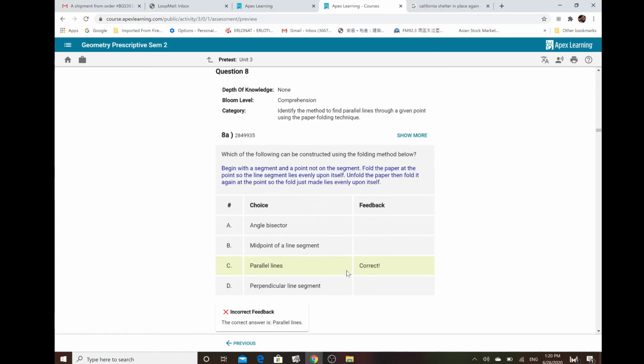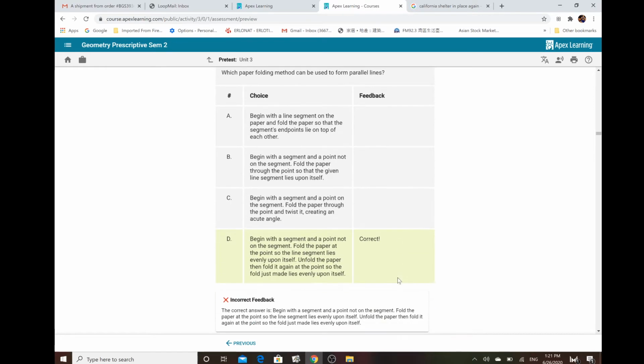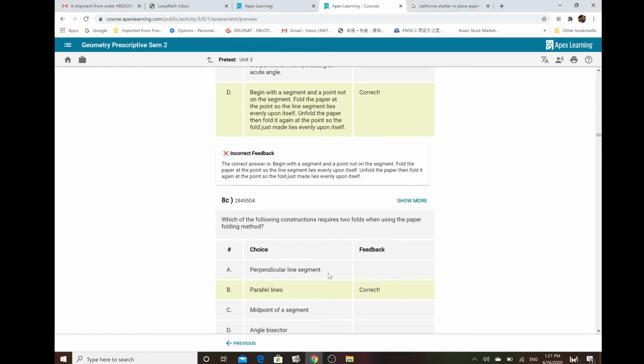And then question number 8. Which of the following can be constructed using the folding method below? Begin with the segment and the point not on the segment. Fold the paper at the point so that the line segment lies upon itself. Unfold the paper, then fold it again at the point so that the fold makes lines lie evenly upon itself. So this one is about making parallel lines. Again, the way to make parallel lines.